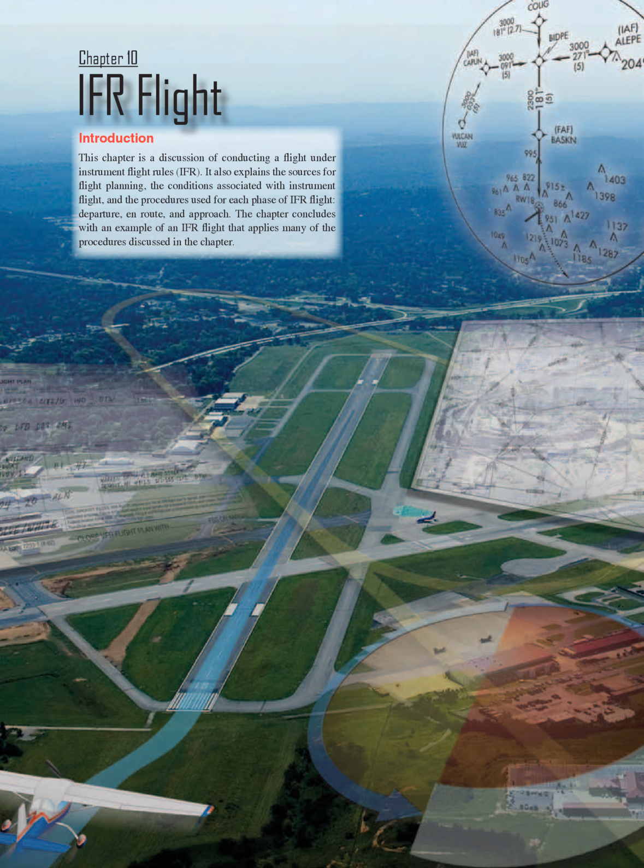Chapter 10: IFR Flight. Introduction. This chapter is a discussion of conducting a flight under Instrument Flight Rules, IFR. It also explains the sources for flight planning, the conditions associated with instrument flight, and the procedures used for each phase of IFR flight: departure, en route, and approach. The chapter concludes with an example of an IFR flight that applies many of the procedures discussed in the chapter.